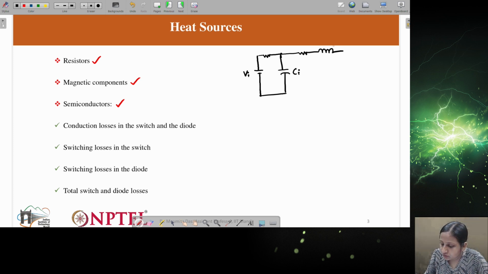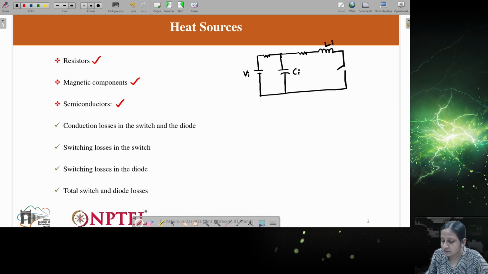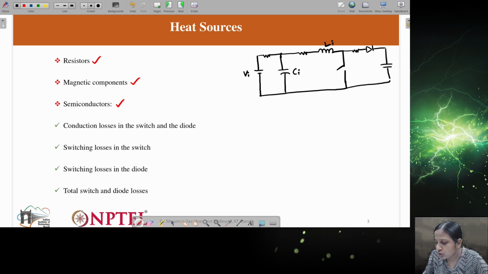This is the input inductor of the boost converter. There will be some resistance along with it, and again some resistance with the boost converter where the diode is connected. Again the capacitor will be there, and then the load, whatever it is, doesn't matter. Again there will be some resistances. So these different resistances you can see: R1, R2, R3, R4.